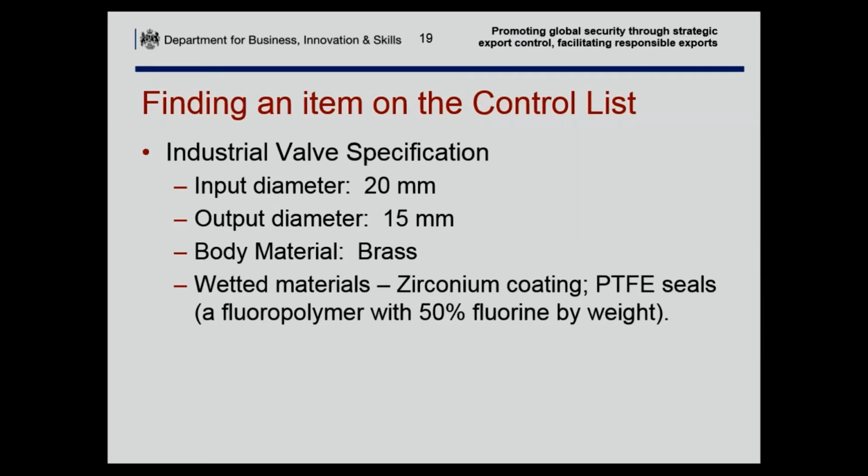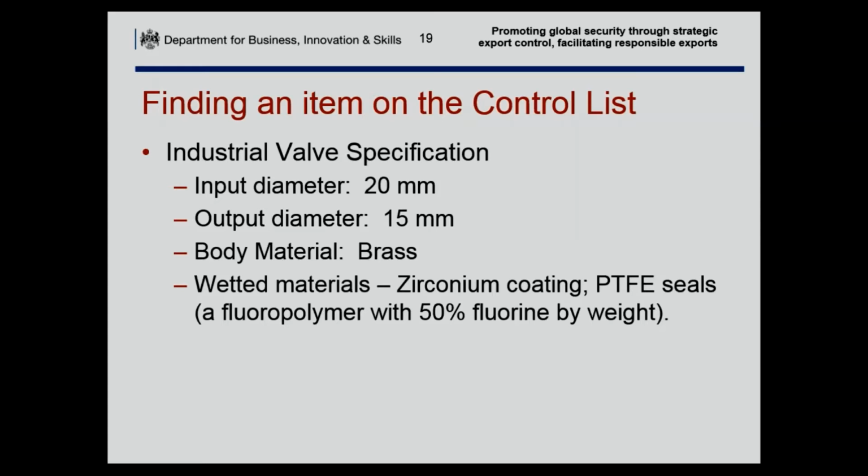So I've made this up. It could well be a specification for a valve, but I'm showing it as having an input diameter of 20 millimeters, and an output diameter of 15 millimeters. It's made from brass, or the outside body material is brass. The wetted material, so this is the actual material that will touch the liquid flowing through the valve, I'm showing it's got a zirconium coating, and then it's got some seals at each end. So it's got a PTFE, which is a fluoropolymer seal at each end. So that's the valve that we've got.